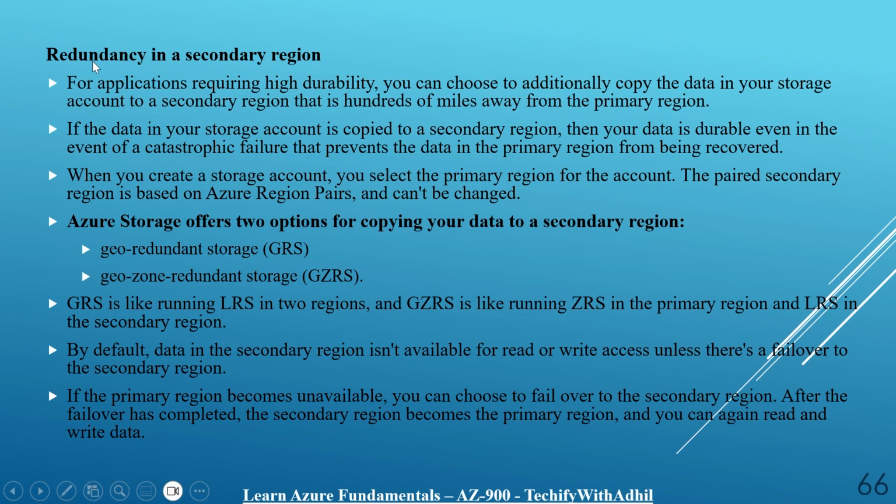So next is redundancy in secondary region. So far we discussed this redundancy in the primary region itself. So this is the redundancy in secondary region. For applications requiring high durability, you can choose to additionally copy the data in your storage account to a secondary region that is hundreds of miles away from the primary region. If the data in your storage account is copied to a secondary region, then your data is durable even in the event of a catastrophic failure that prevents the data in a primary region from being recovered.